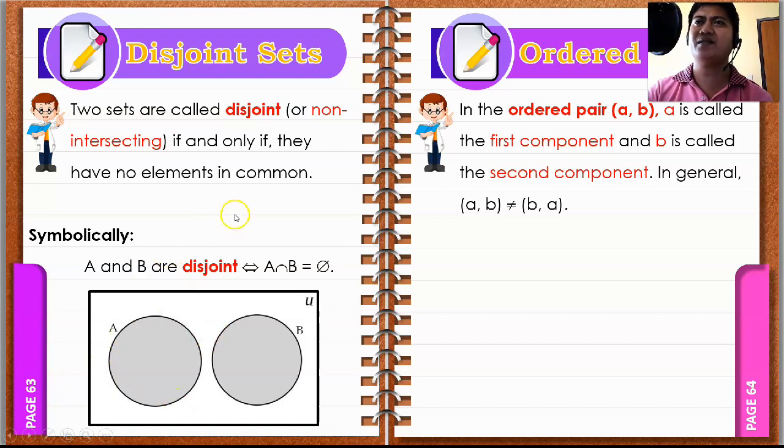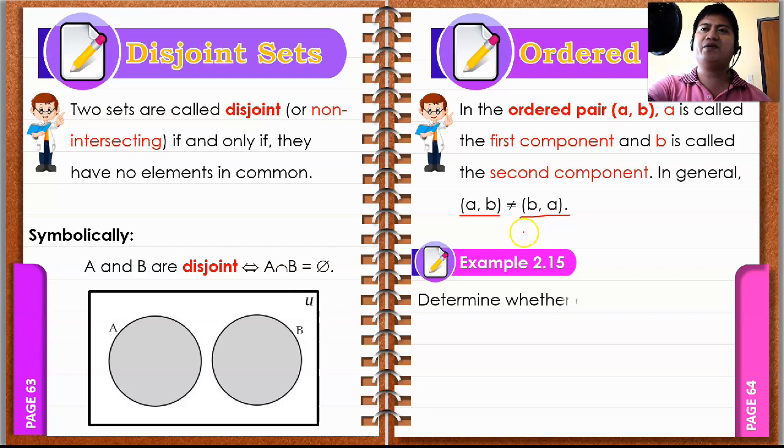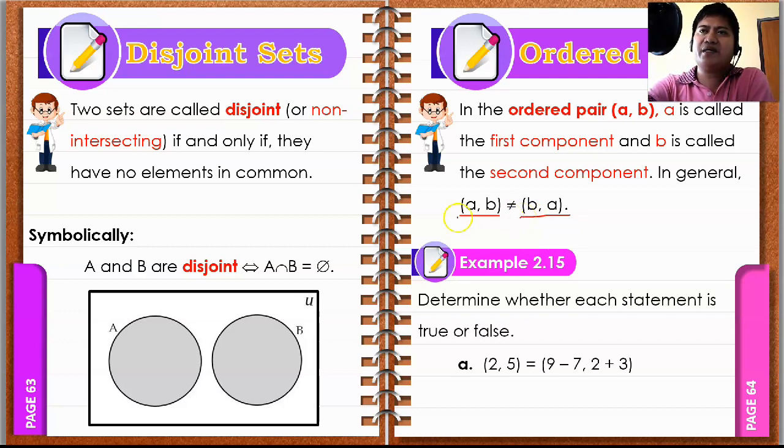So in general, we have the ordered pair (a, b) is not equal to (b, a), because a is the first component of one side and b is the first component of the other side, and they're not equal. So for example, determine whether each statement is true or false. Take note that in writing the ordered pair, we are using parentheses, not the bracket. Brackets are used in writing elements.